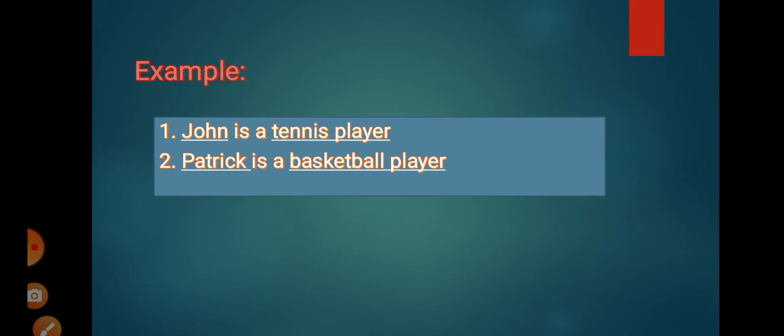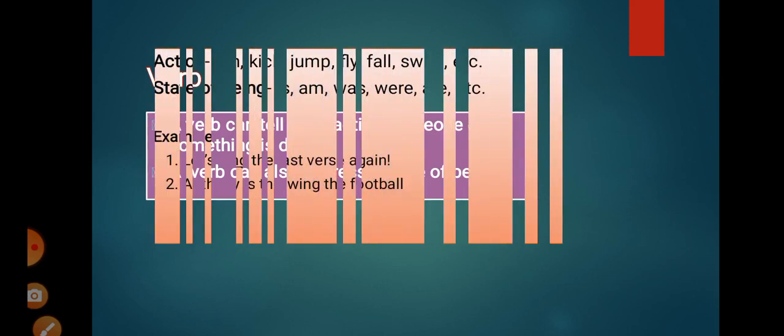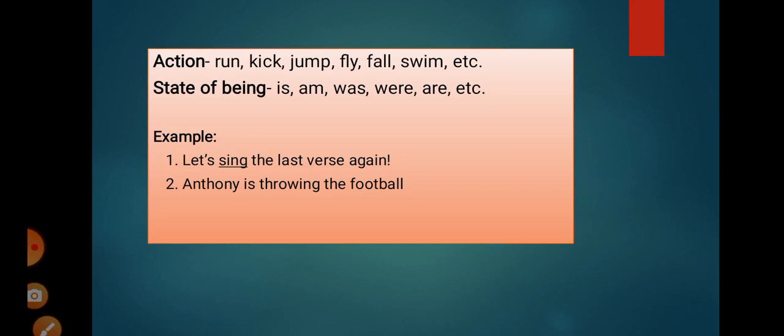So now, let's proceed to a verb. What is a verb? A verb can tell what action someone or something is doing. A verb can also express a state of being. So here are some examples. For the action, it might be run, kick, jump, fly, fall, swim, and etc. And for the state of being, it might be is, was, were, are, and etc.